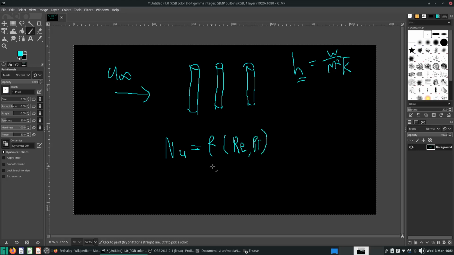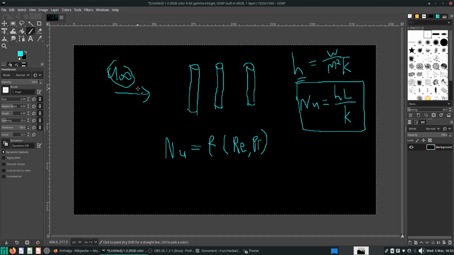If you're not sure what these are, you have to check that out in other videos. I'm not going through that in this video, or this video series for that matter. You should already know what these are. And Nu equals h times some length dimension over k. So this is the Nusselt number, the basic one.